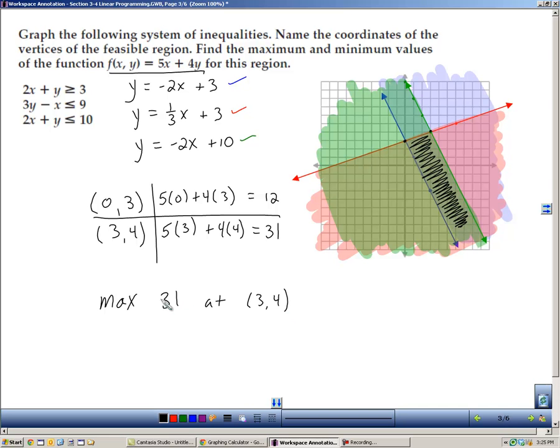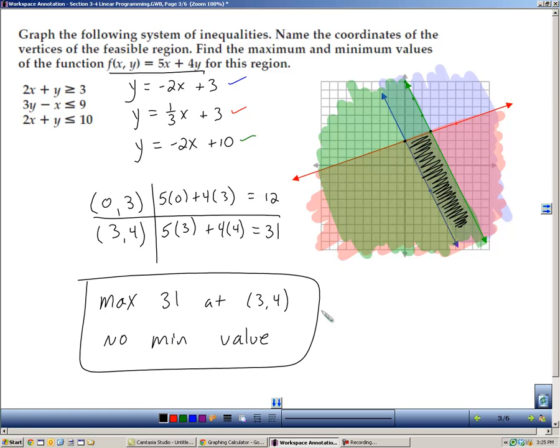Now what's interesting is we can say that the maximum is 31 because that's near the top of the region, but the bottom part of the region is unbounded. So even though 12 is the smallest value that we're given, we don't know about a value that's smaller down here because there is no lower bound. So we would say that there is no minimum value, and that's because the region is unbounded.